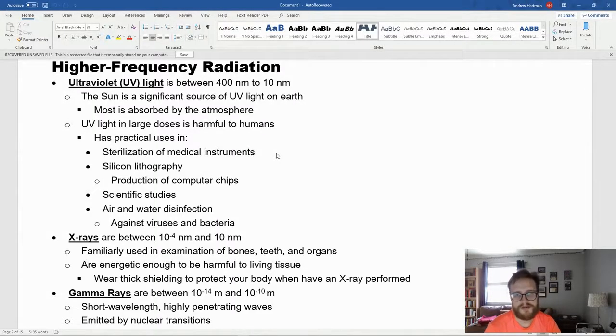The sun is a major source of UV light on Earth. Most of the sun's UV light is absorbed by the atmosphere, and UV light itself is quite harmful to humans. Basically, anything below 400 nanometers is going to be pretty harmful. It has practical uses in sterilization of medical instruments and silicon lithography, which is used to produce computer chips. It's also important in scientific studies, and in air and water disinfection against viruses and bacteria.